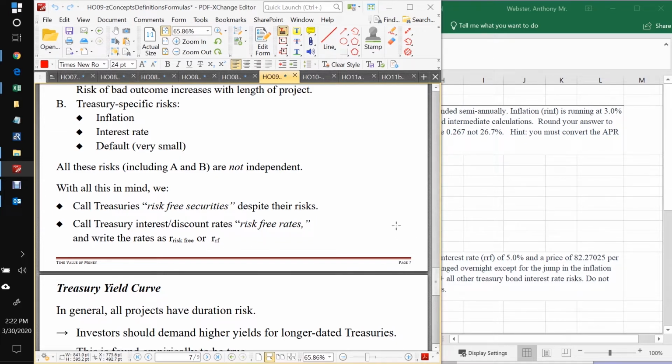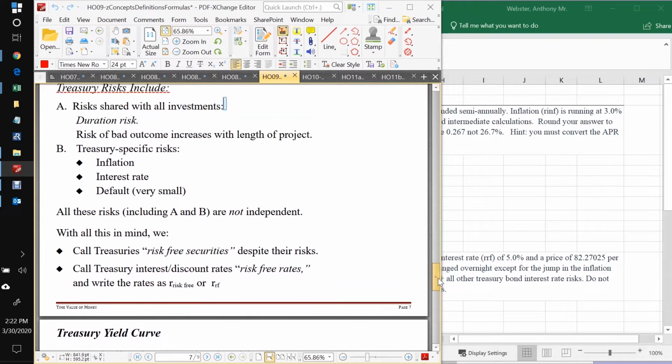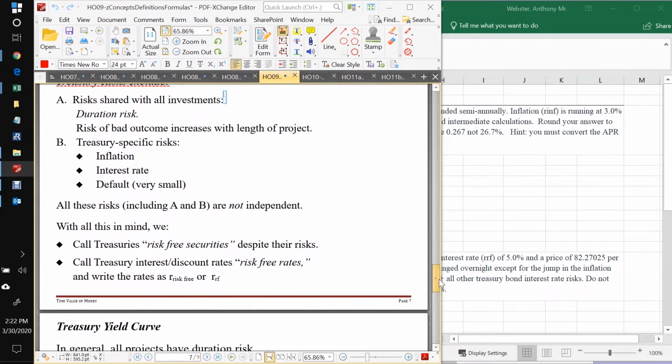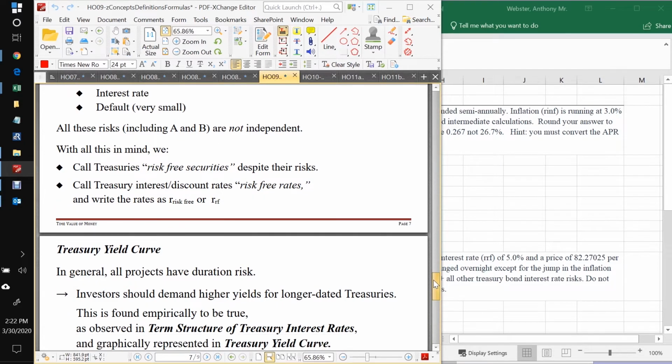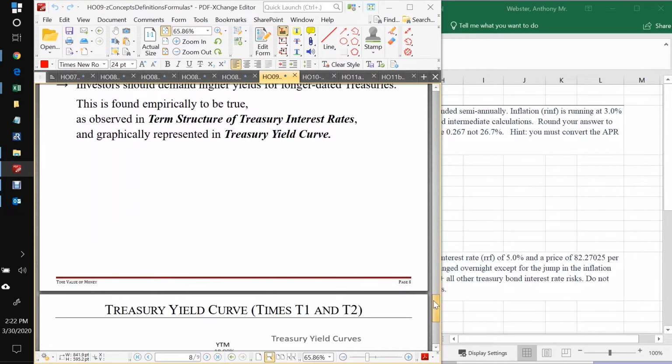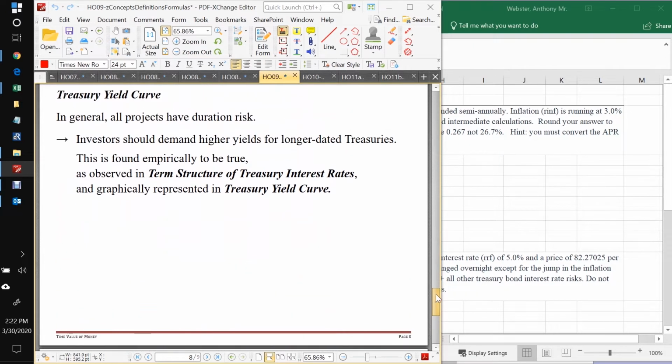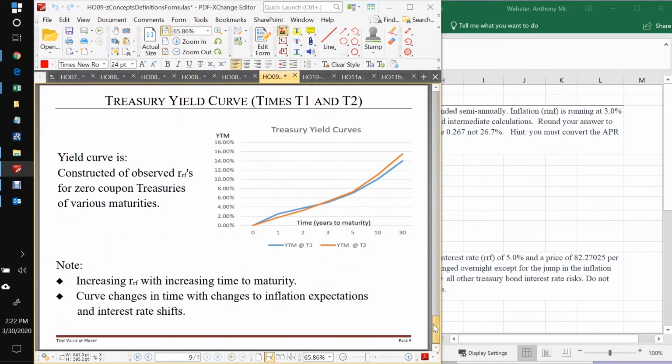Okay, so risk-free risk is going to be an important component of risk for the rest of the term, and it's measured typically by treasuries, but it does include duration risk, inflation, interest rate, and very small default of US government risk.